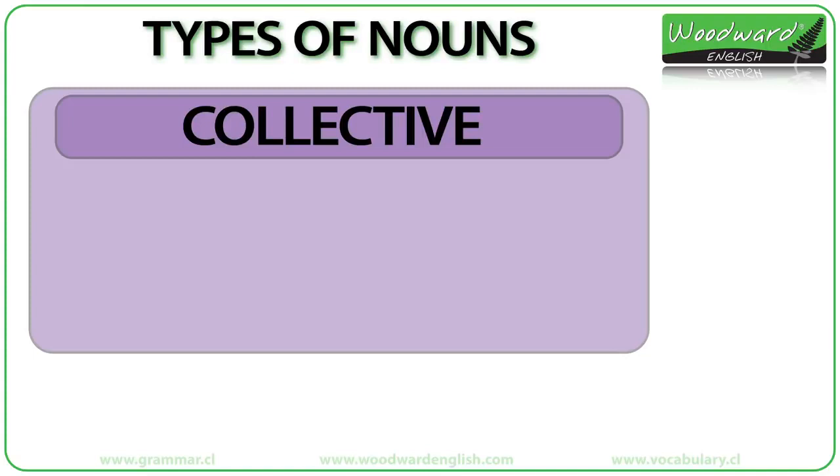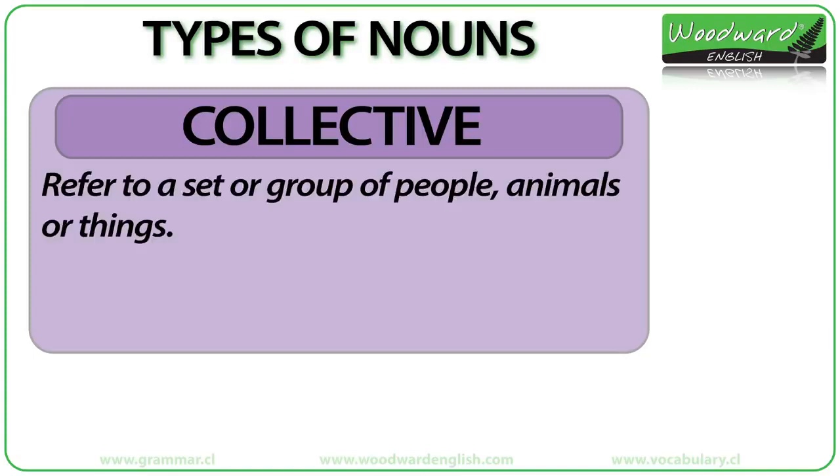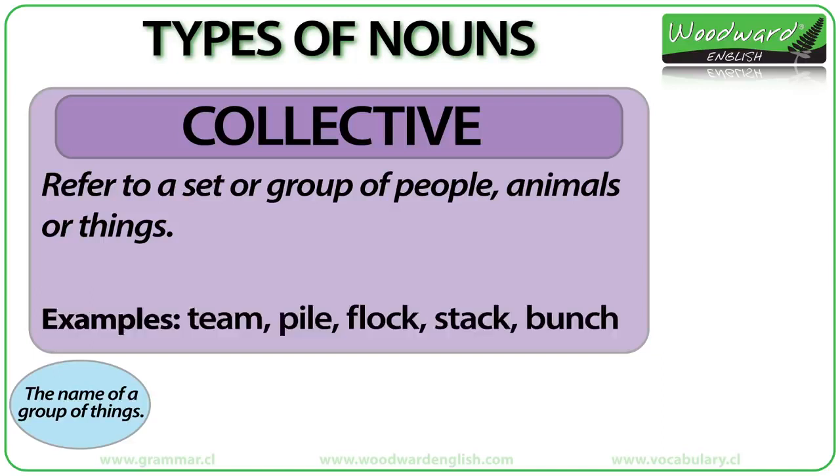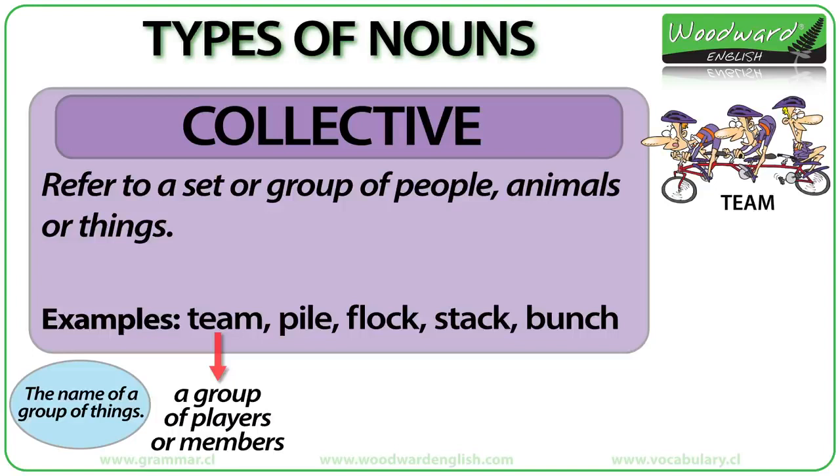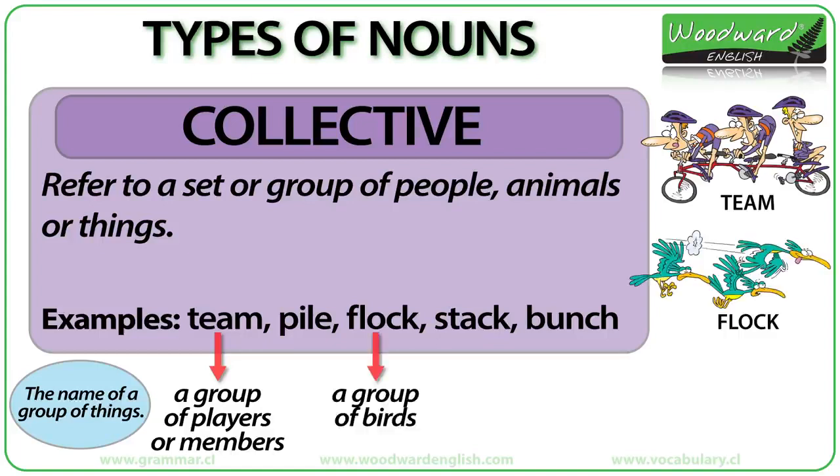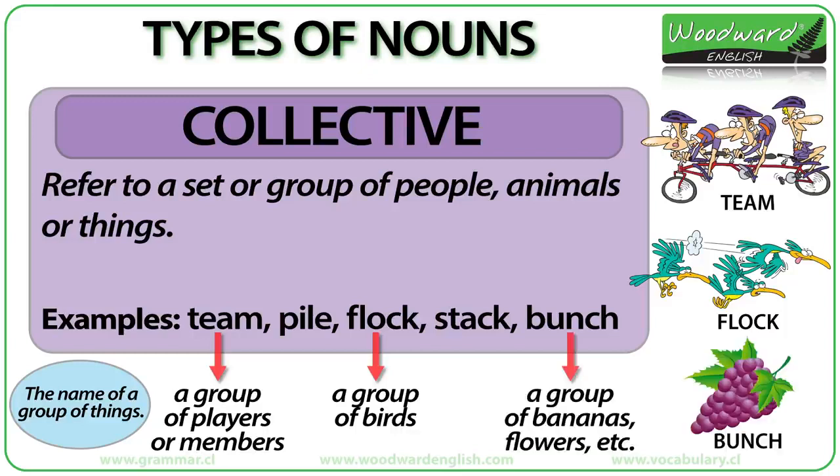Collective nouns. Collective nouns are words that refer to a set or group of people, animals, or things. It is the name of a group of things. Some examples of collective nouns are team, pile, flock, stack, and bunch. A team is a group of people, often players or members of something, who have come together to achieve a common goal. A flock is a group of birds.